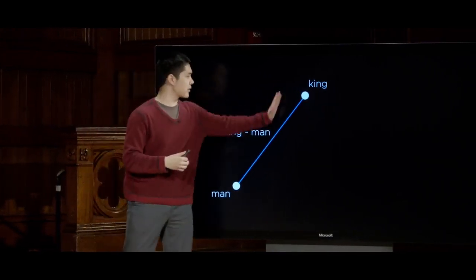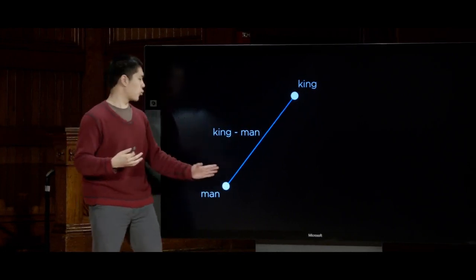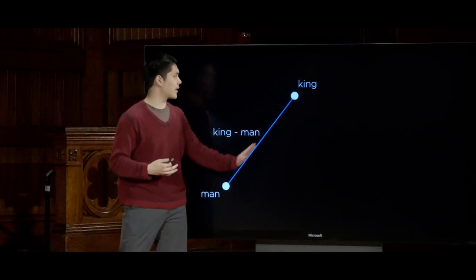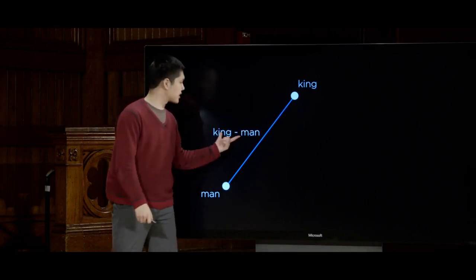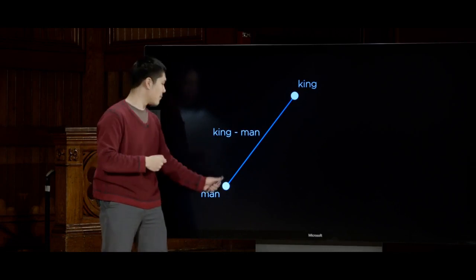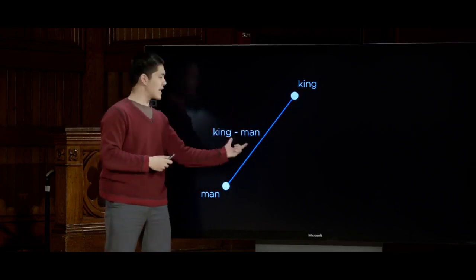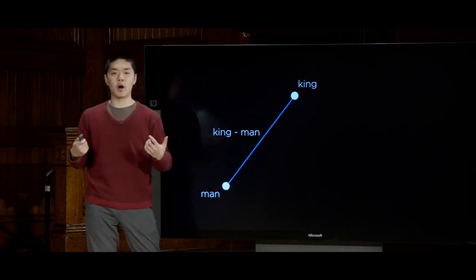And what this new sequence of numbers is effectively going to do is tell me what I need to do to get from man to king. What is the relationship between these two words? This is some vector representation of what takes us from man to king.